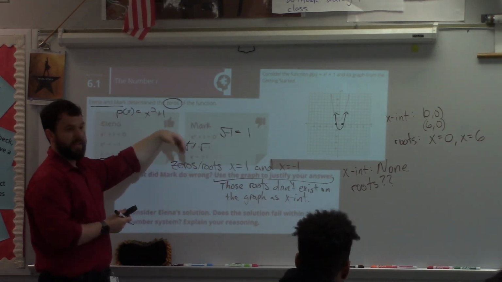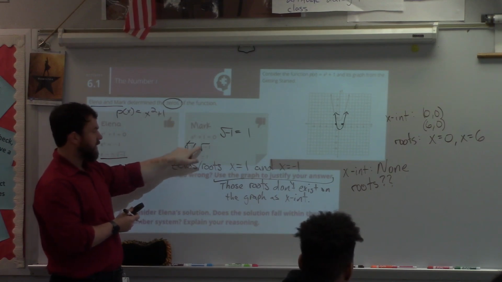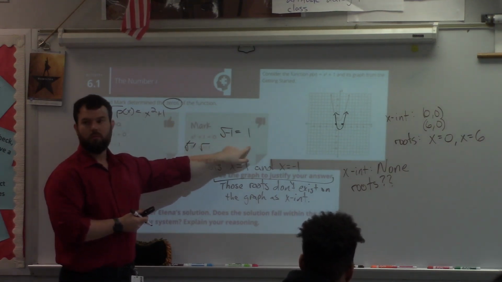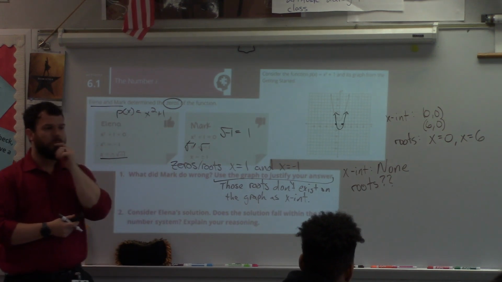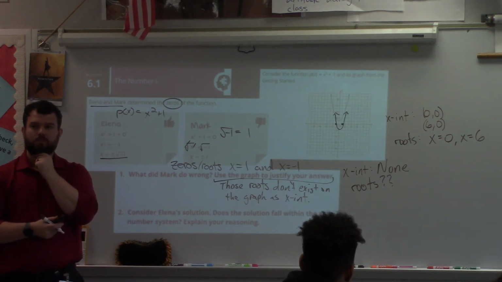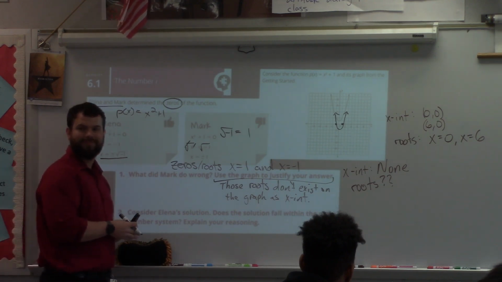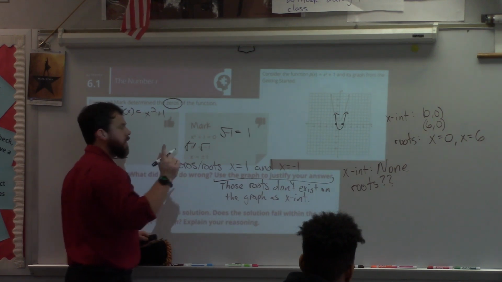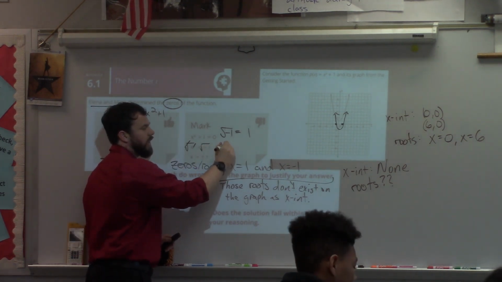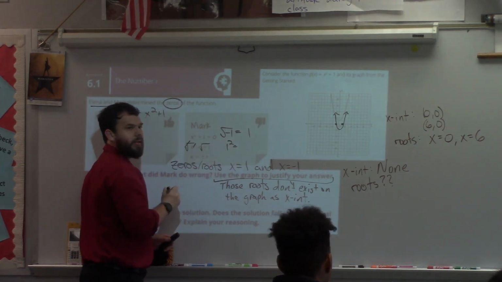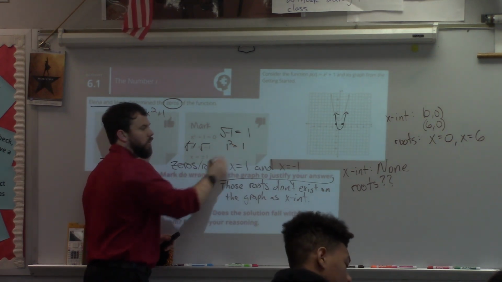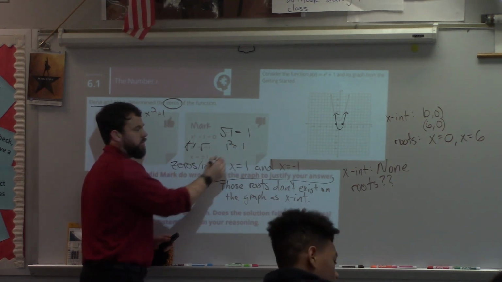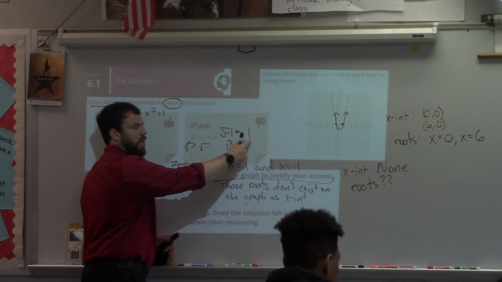Well, we do the positive negative because we took the square root, but that means he thinks the square root of -1 is 1. Is the square root of -1 1? No. How do we know? Okay, what Janiyah is referring to is if I do 1 squared, what do I get? A positive 1. So that means that the square root of -1 is not 1, right?